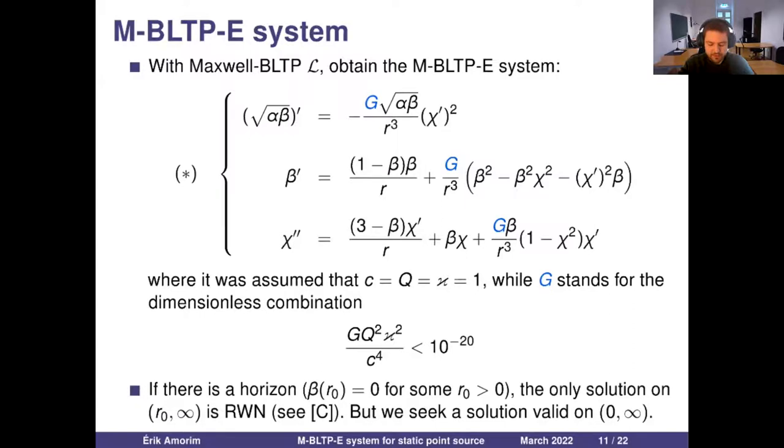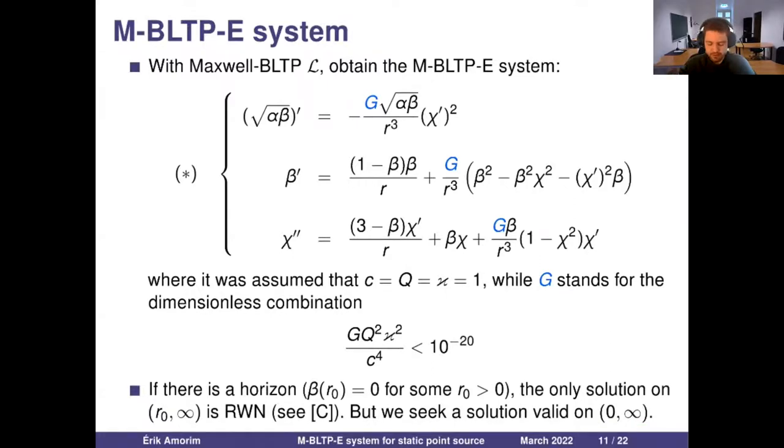There is a work from 2016 studying this system that says, if you actually have a horizon, so you're not studying naked singularities or point particles, you're just studying this theory for the sake of it, and if you have a strictly positive R where the beta metric coefficient is zero, then the only physically meaningful solution outside of this horizon is still the Reisner-Nordström spacetime, which surprisingly is still a solution to this system, even though you now have a more general theory of electromagnetism. But this doesn't apply for us because we are looking for a solution that's valid in the entire R interval from zero to infinity.